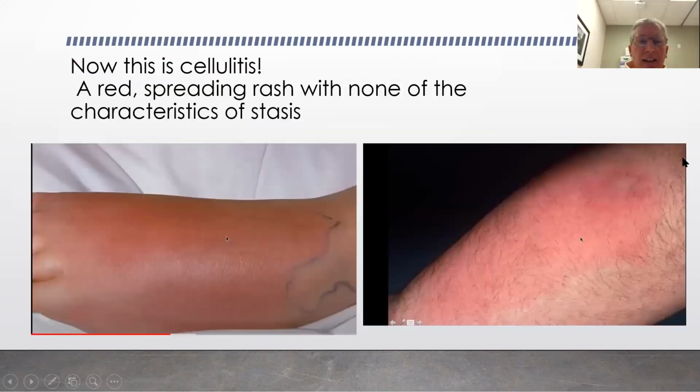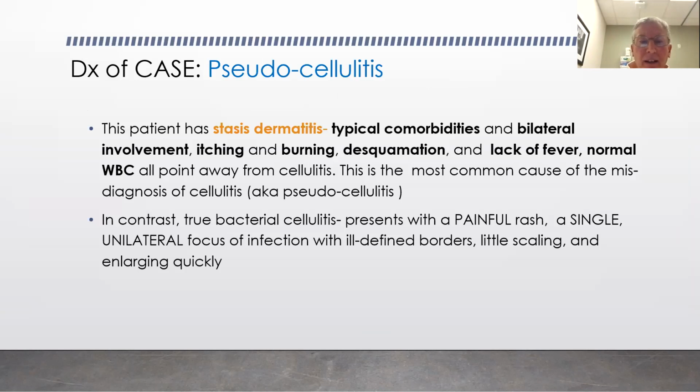So these are two more pictures of cellulitis. Again, a red spreading rash with none of the characteristics of stasis. Again, we see edema, we see warmth, rapid spreading, and swelling, but again, you cannot demarcate the edges of the rash with your eyes closed, and you don't have hyperpigmentation or other changes. So these are three classic cases of strep cellulitis. There's no question about it. Next slide. So pseudocellulitis.